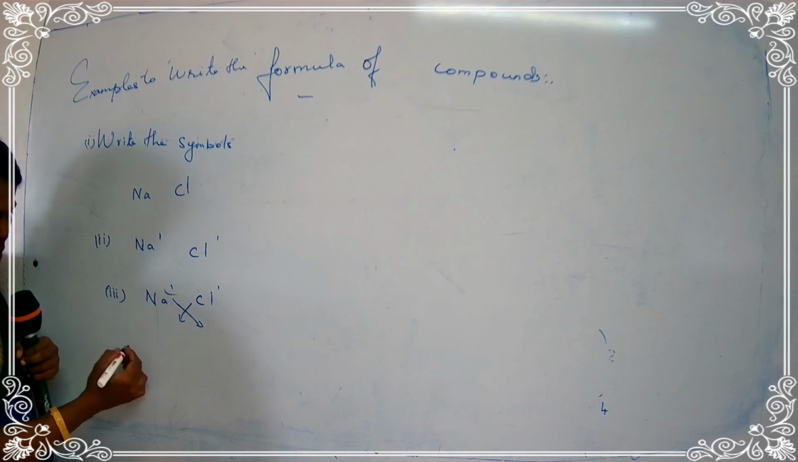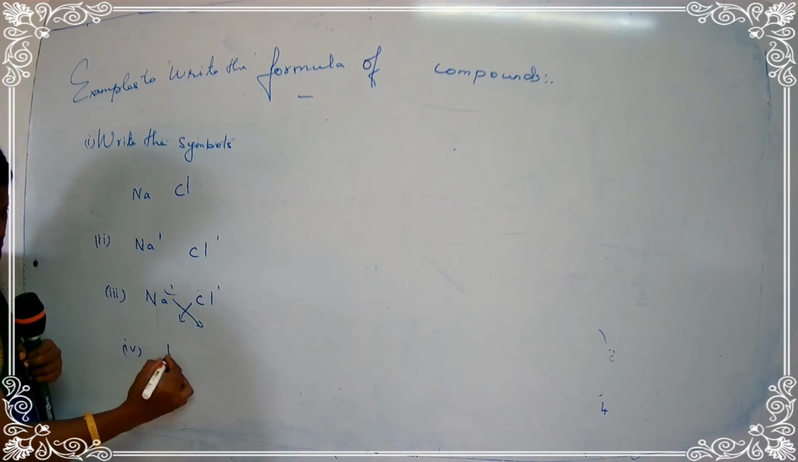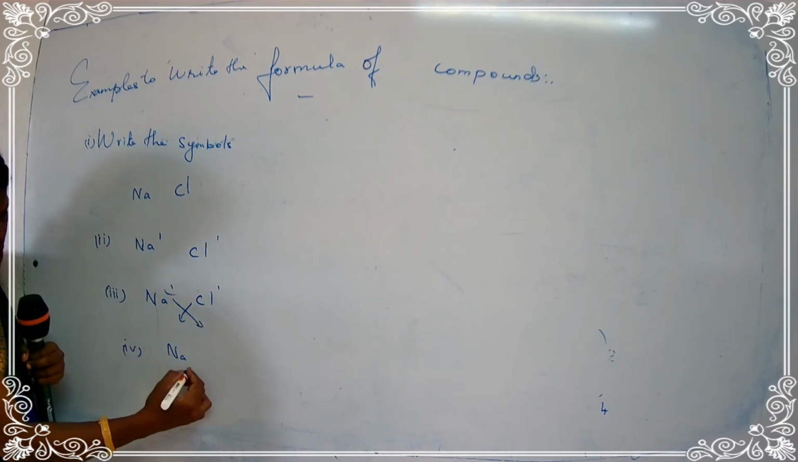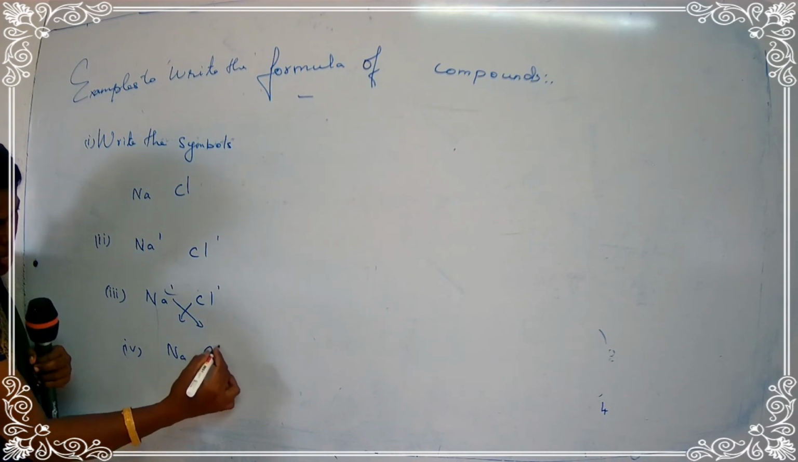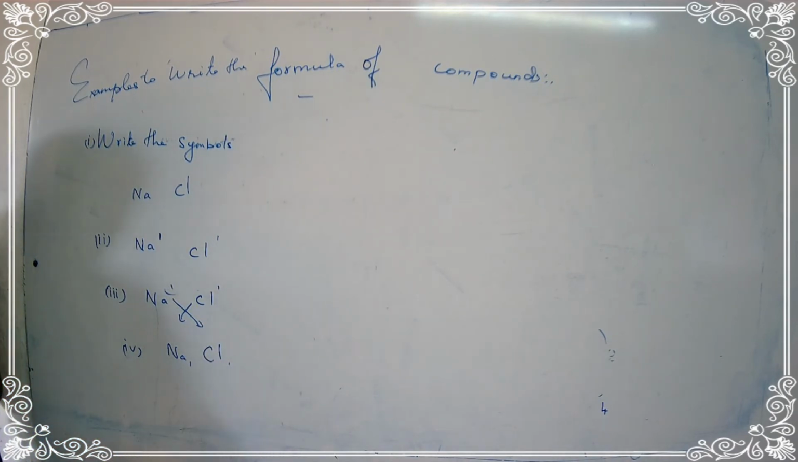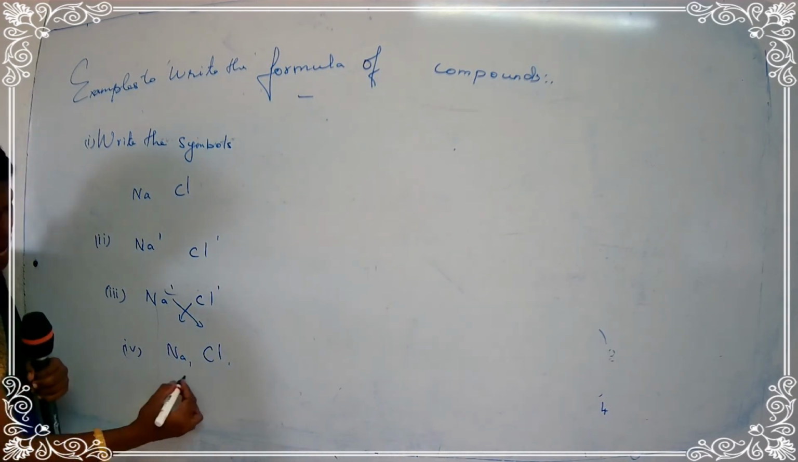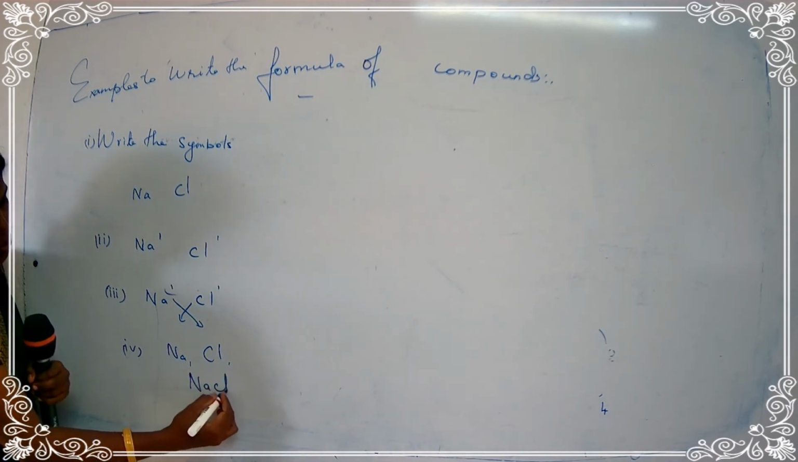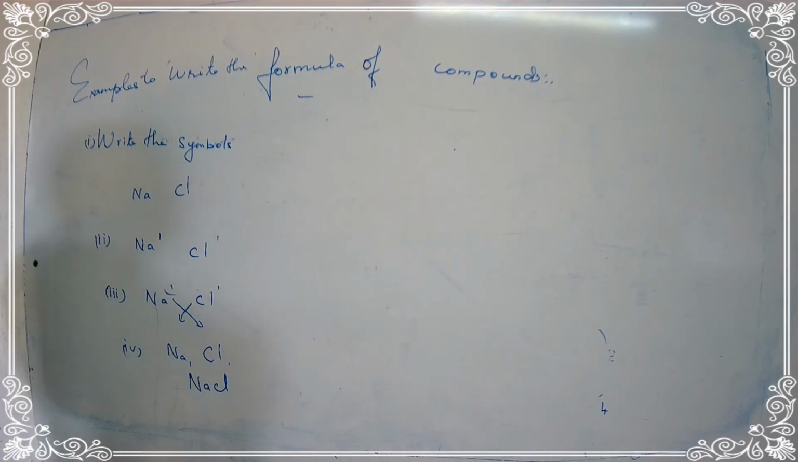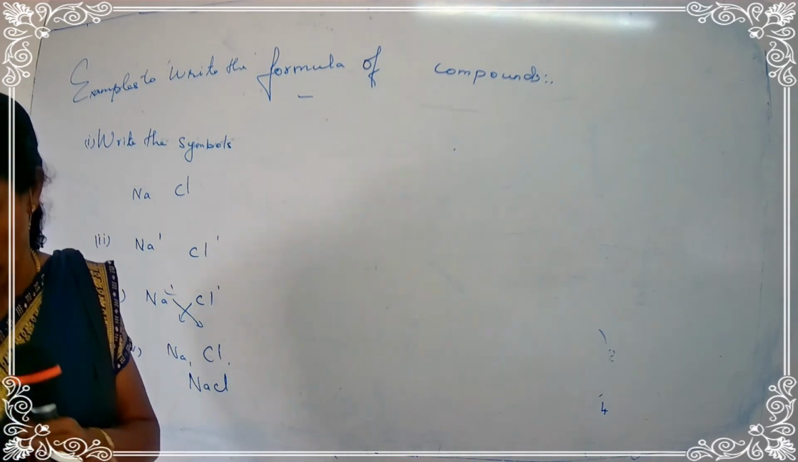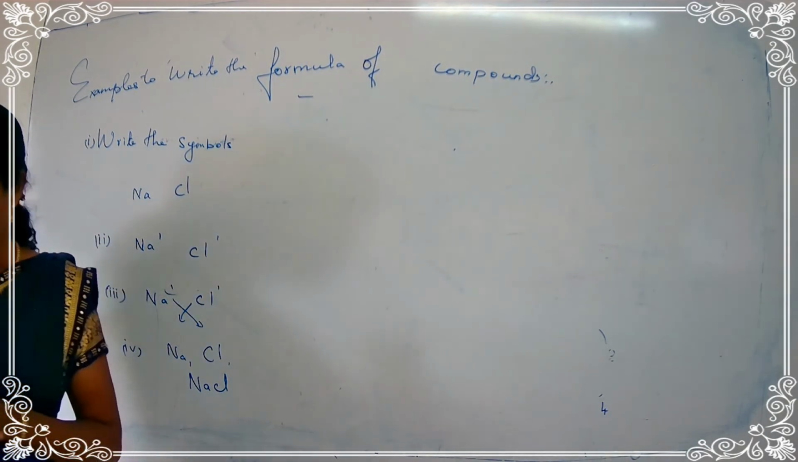So, write the interchanged valency as the subscript. When we cross multiply, it becomes Na1Cl1. This is subscript, this is superscript. Since the number is 1 in both cases, we write this formula as NaCl, sodium chloride. This is the formula of the compound sodium chloride.